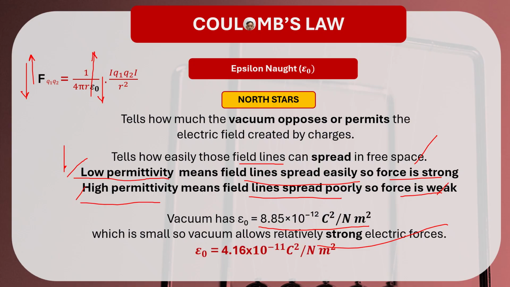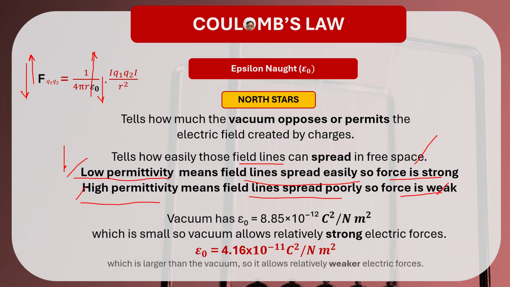If we compare our answer earlier, as we calculated the epsilon naught of the isolated charges, obviously the value of epsilon naught in our isolated system earlier is greater than the vacuum's epsilon naught value. So in this case, the epsilon naught is greater than the vacuum. So we have higher epsilon naught, so we will have weaker interaction or weaker electric forces or Coulomb's law.